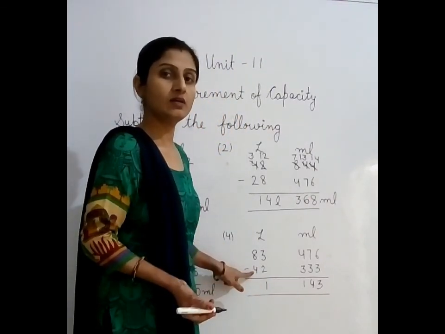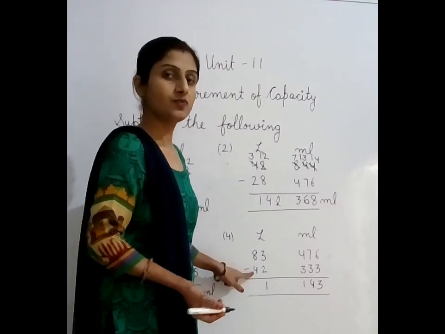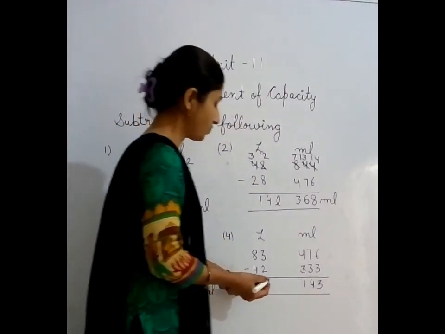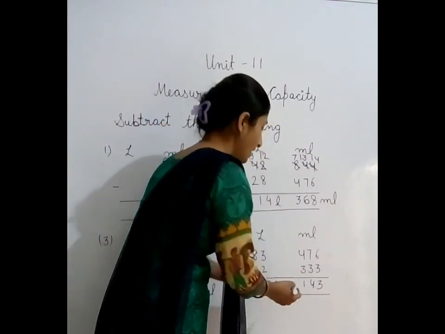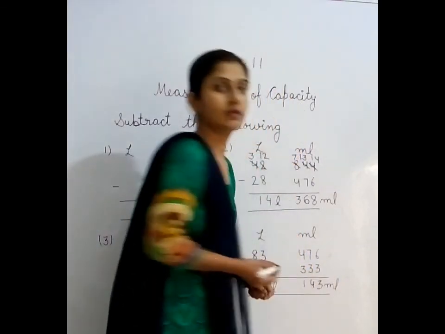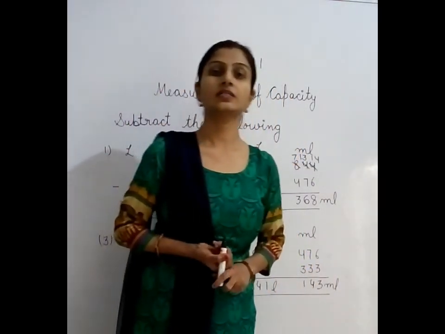And 8 minus 4 is how much? Count on your fingers. 8 minus 4 is 4. So what is our answer? Our answer is 41 liter 143 milliliter.